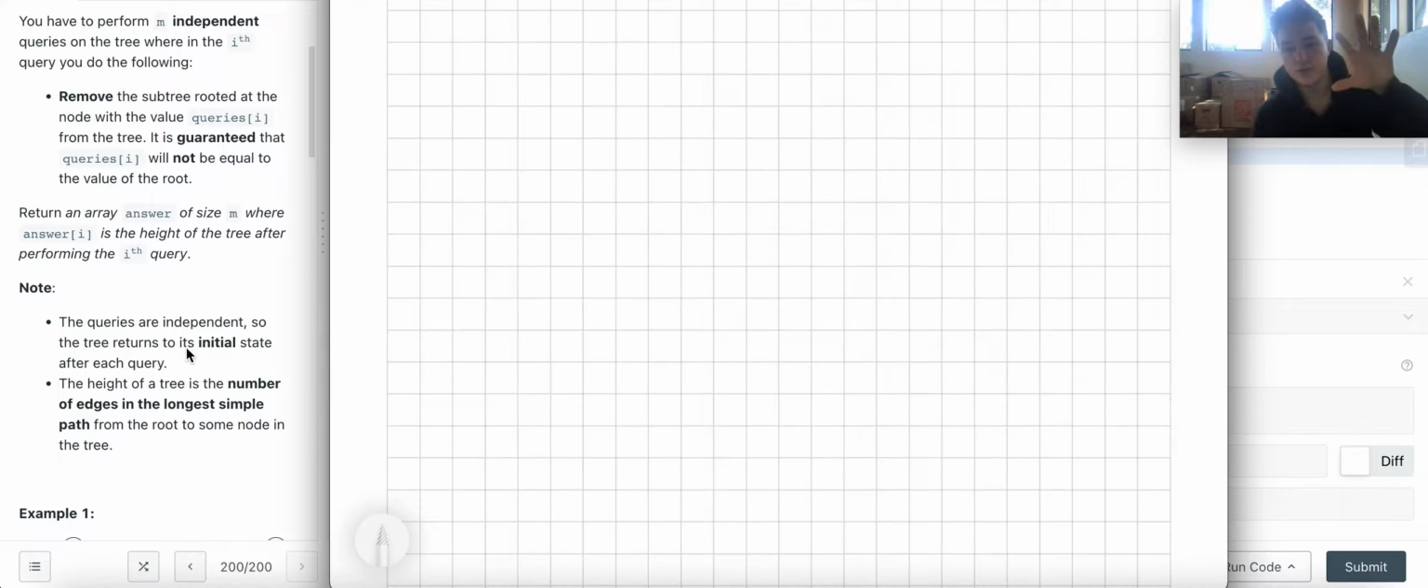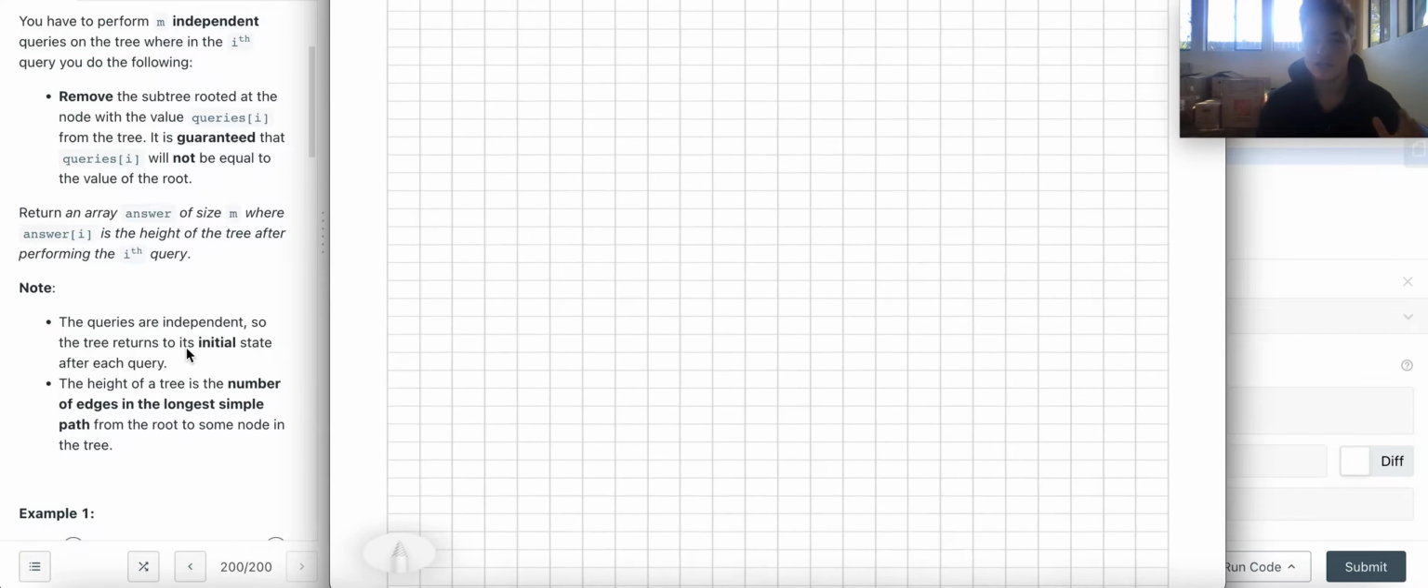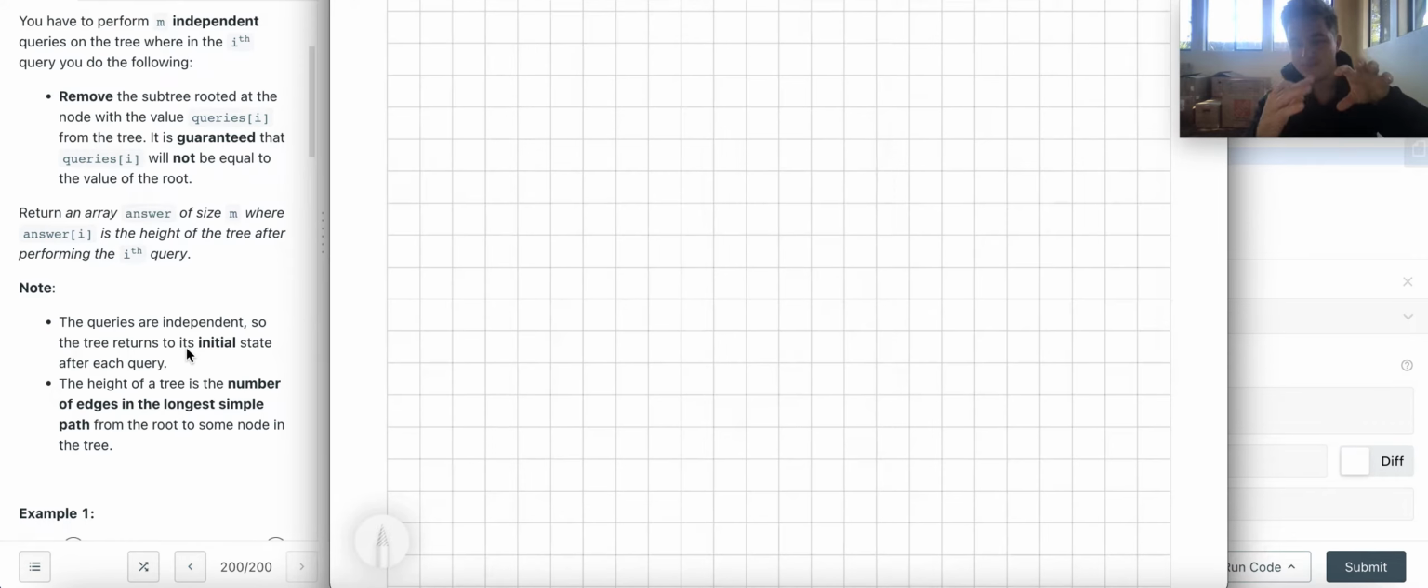Okay, so you have a tree, you process the query, you remove that entire subtree, look at its height, and that's the answer for that query. After that operation's done, you then return the removed subtree, get back to the initial state of the tree, and then do that operation again for subsequent queries.